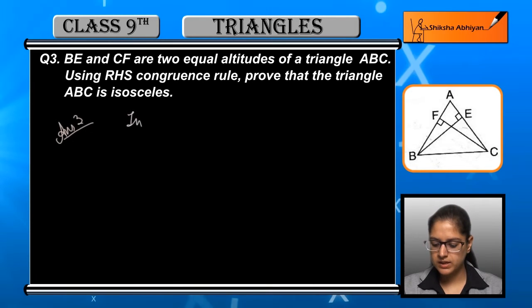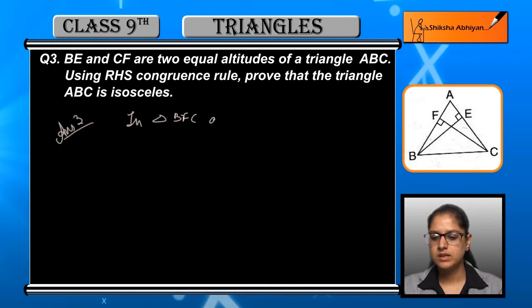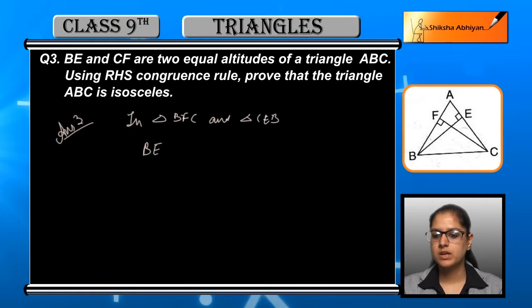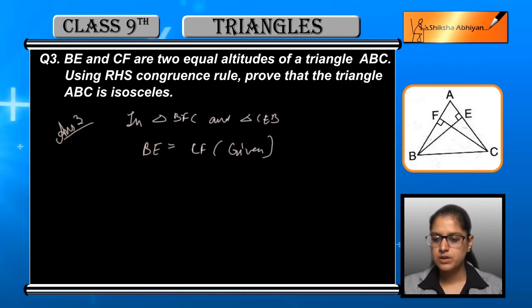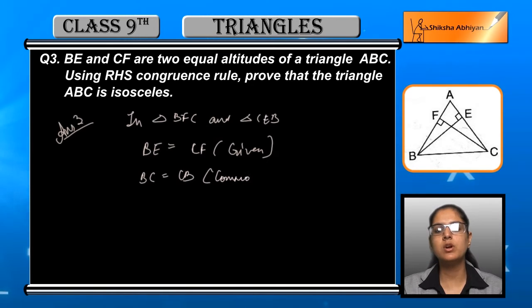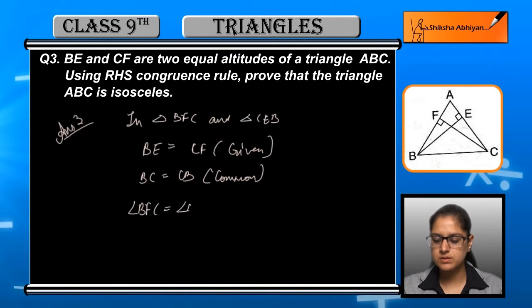सबसे पहले हम ये देखेंगे, दो ट्राइंगल्स कंसिडर करेंगे. दे आर द ट्राइंगल्स BFC एंड ट्राइंगल CEB. इन दोनों ट्राइंगल्स के अंदर अगर हम देखें, ऑब्जर्व करें इन द फिगर, सो वी हैव BE एंड CF. ये दो ऑल्टीट्यूड्स हैं, इक्वल ऑल्टीट्यूड्स लिखा हुआ है. सो इक्वल ऑल्टीट्यूड्स मतलब ये दोनों इक्वल हैं. इट इज गिवन टू अस.